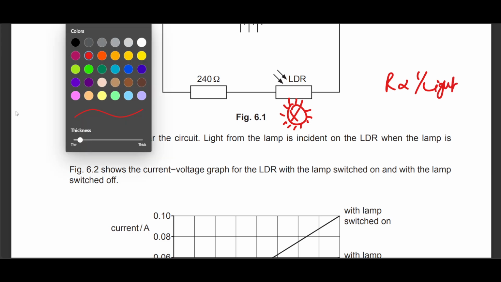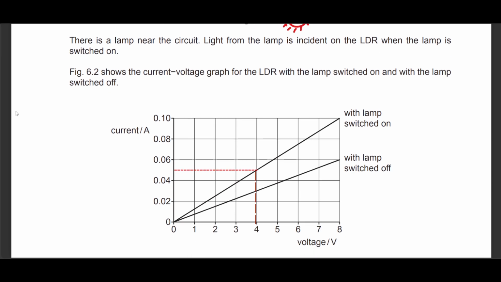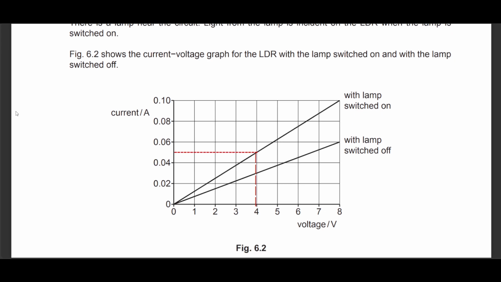And we have to memorize this relationship. There is no denying it. So figure 6.2 shows current voltage of the LDR, once when the lamp is switched on and once when the lamp is switched off.